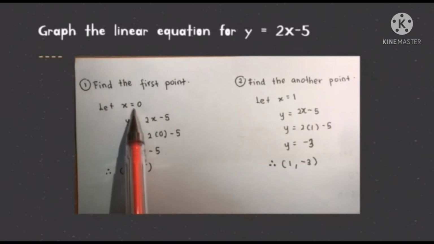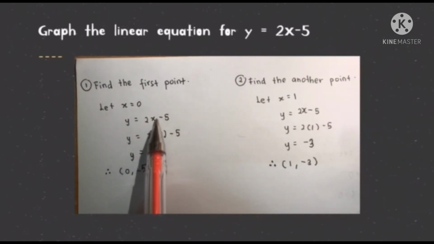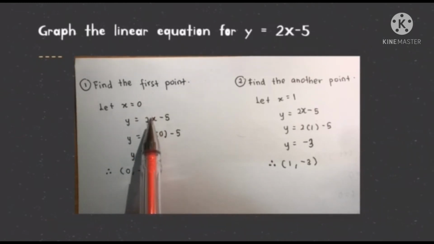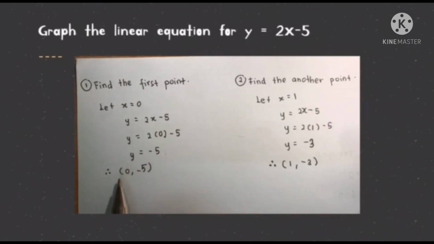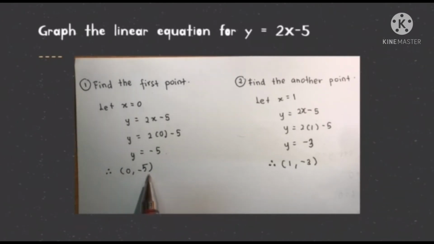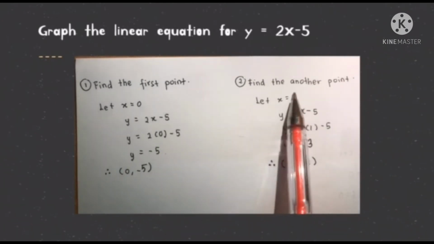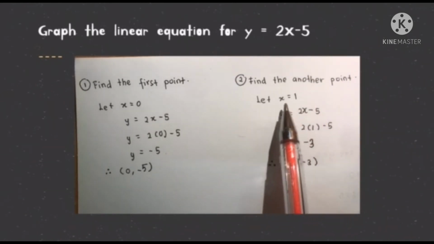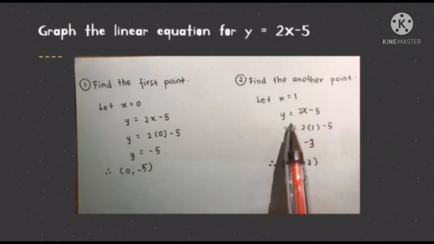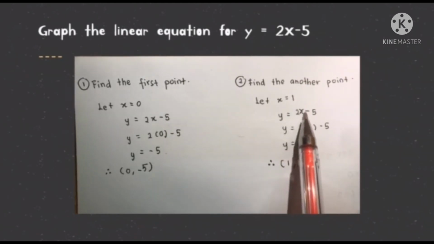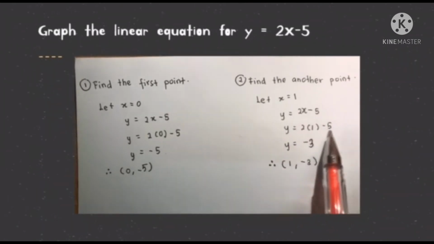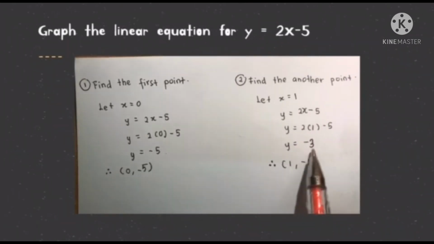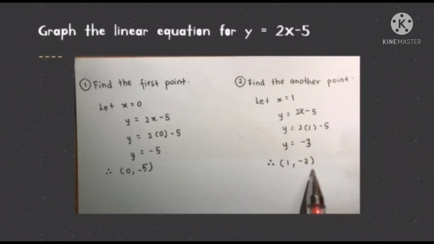Let x equal 0, then substitute 0 into the equation, which is y equals 2 multiplied by 0 minus 5, and we get y equals negative 5. The point we get is x equals 0 and y equals negative 5. Then we need to find another point. Let x equal 1 and substitute into the equation. So y equals 2 multiplied by 1 minus 5. We get y equals negative 3, and the point we get is 1 and negative 3.